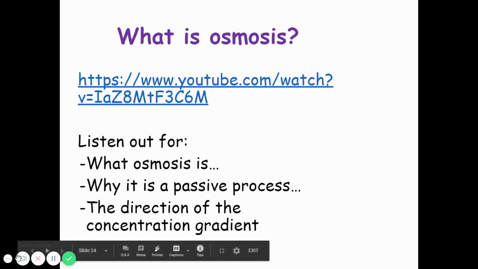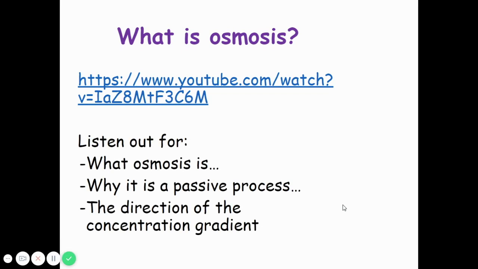So these were the things I asked you to look out for. What osmosis is, why it's a passive process, and the direction of the concentration gradient. So hopefully you cottoned on that osmosis is very like diffusion. In fact, it's a special type of diffusion. Osmosis is diffusion of water. It's movement of water molecules from a high concentration of water to a low concentration of water.